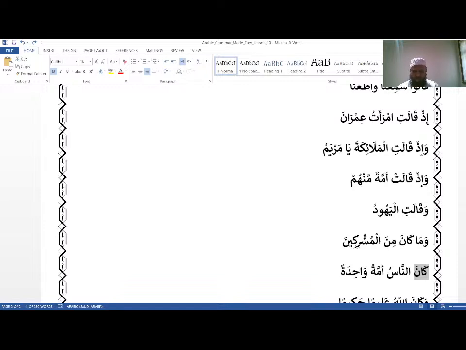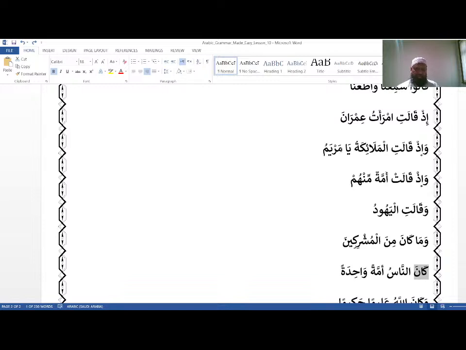When we learn jumla ismiya, we will talk more on this. Just remember now, when kana comes, the next ism will be in halatul rafa, but it's not going to be called the fa'il because it's not a jumla fi'liya. The ism that is in halatul rafa will be called ism of kana, ismu kana. And the ism in halatun nasb is not the maf'ul. It is called khabru kana, khabar of kana.